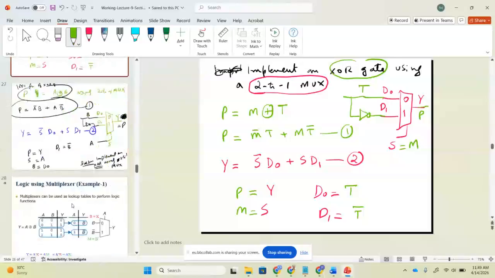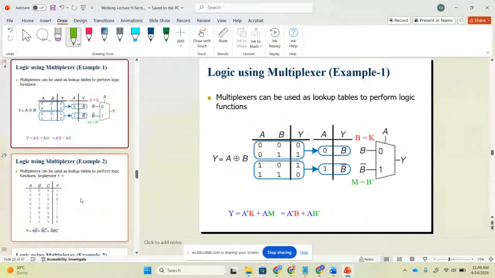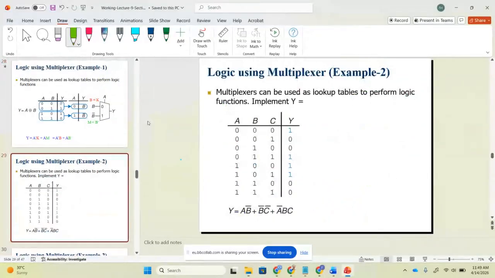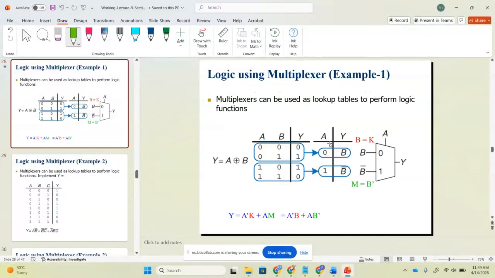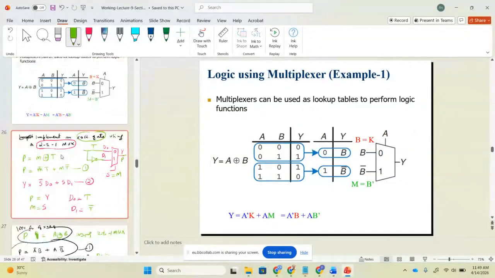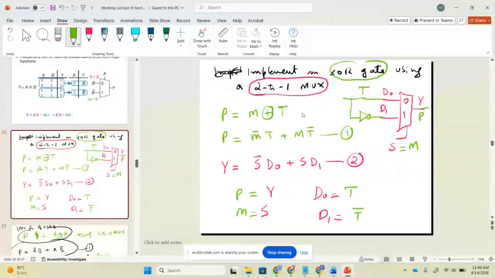Now you can see here another $1 million question, and this is a $1 million question in the exam. This is example number 1. Can you see here, this is B is equal to K. Please remember, this example is already in the lecture slides, with some animation. This is actually A exclusive OR B, but I just renamed it: M exclusive OR T. I just changed the labels.